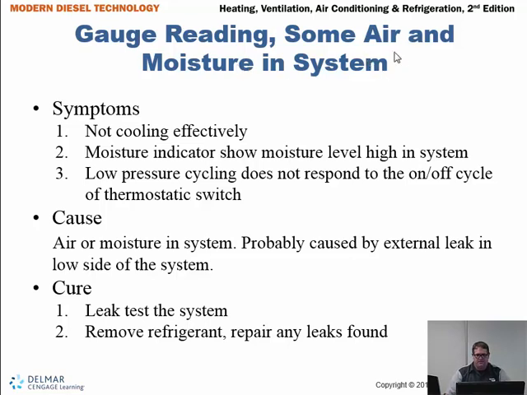All right, gauge reading, some air or moisture in the system. The symptoms may be not cooling effectively. Moisture indicator shows some high level in the system. And so where's that moisture indicator going to be located? That's going to be located in our receiver dryer or our accumulator in the sight glass.